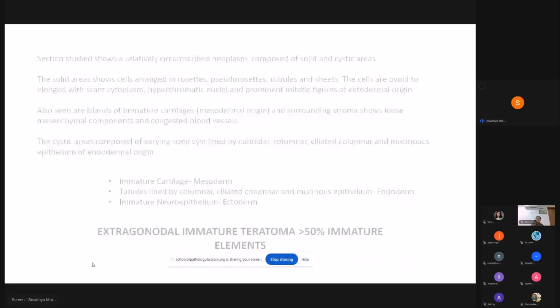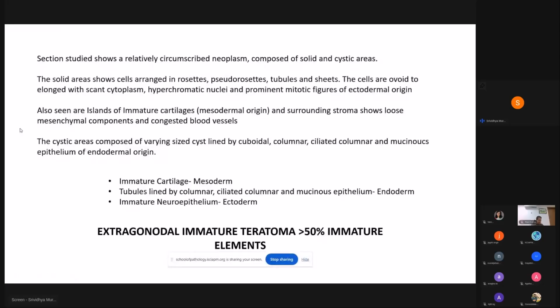So the overall description is: section study shows a relatively circumscribed neoplasm composed of solid and cystic areas. The solid area shows cells arranged in rosettes, pseudo-rosettes, tubules, and sheets. The cells are ovoid to elongated with scant cytoplasm, hyperchromatic nuclei, and prominent mitotic figures are seen, which is neuroectoderm. Also seen are islands of immature cartilage, which are of mesodermal origin, and the surrounding stroma shows loose mesenchymal components and congested blood vessels. The cystic areas are composed of varying sized cysts lined by cuboidal, columnar, ciliated columnar, and mucinous epithelium, which is of endodermal origin. So overall, we have structures from all 3 germ layers.